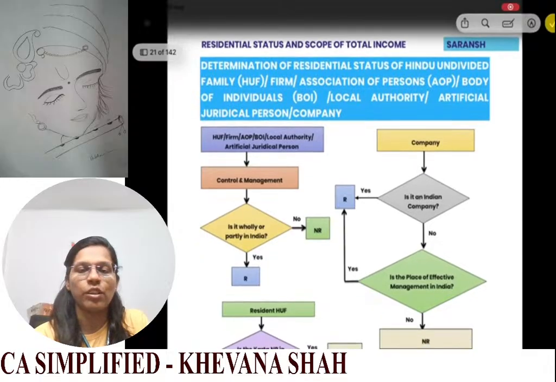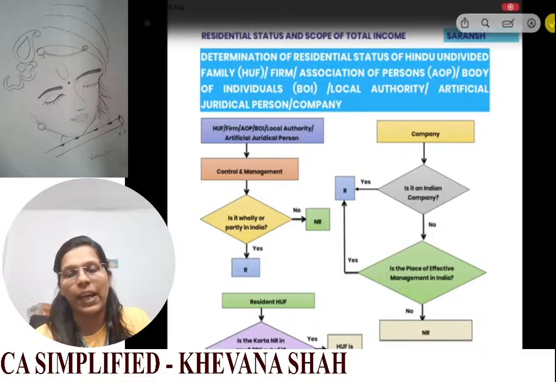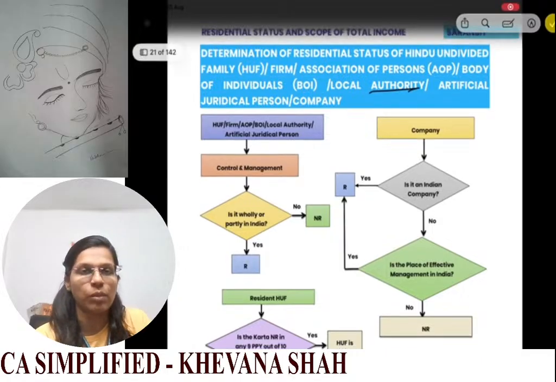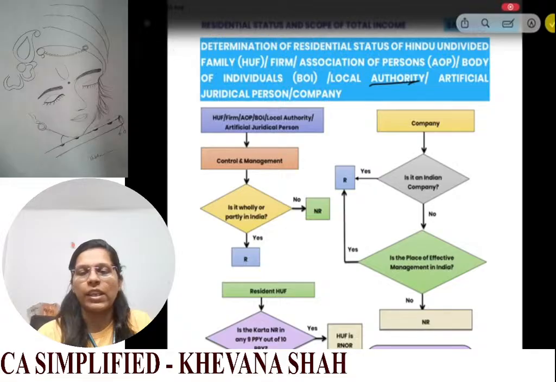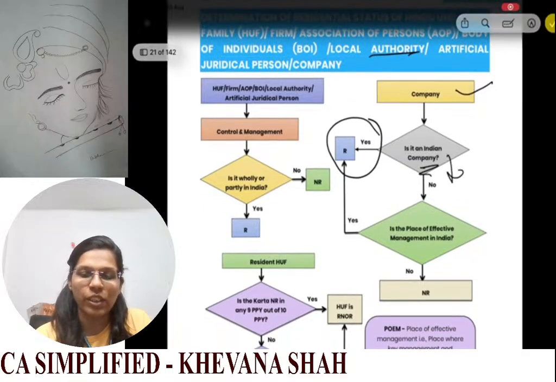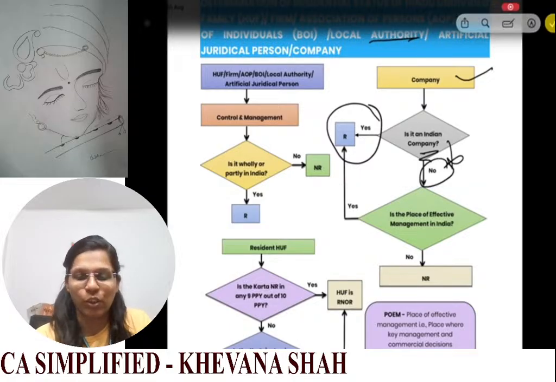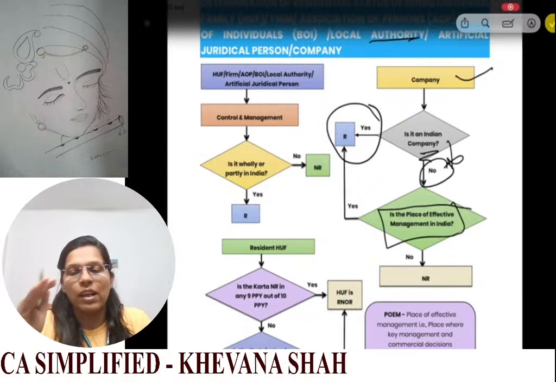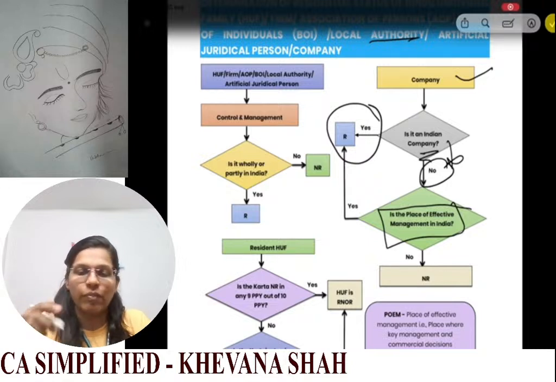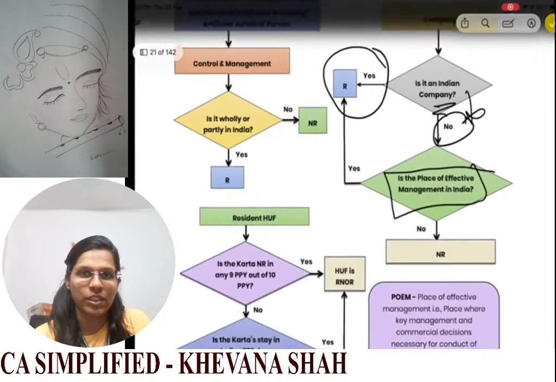Then you have determination of resident status of HUF, firm, AOP, BOI, a local authority, artificial judicial person, or company. In case of a company, if it is an Indian company, then it will be considered resident, and if it is not an Indian company, then it will be non-resident. Again, we need to check one more condition: is the place of effective management in India? So is the company effectively managed from India? If yes, then that will be an Indian resident company. If no, then that is a non-resident company.